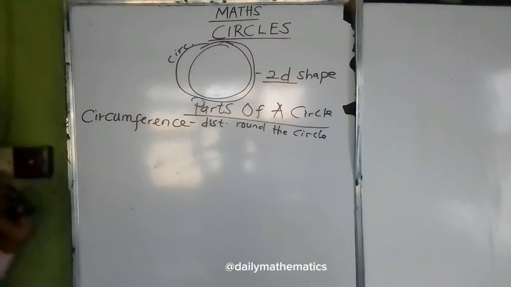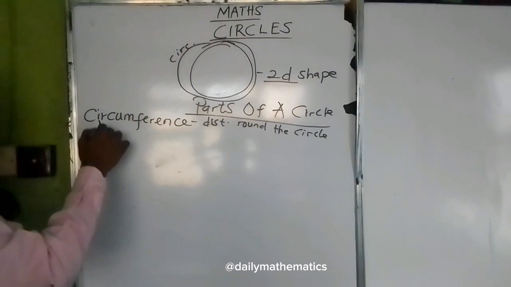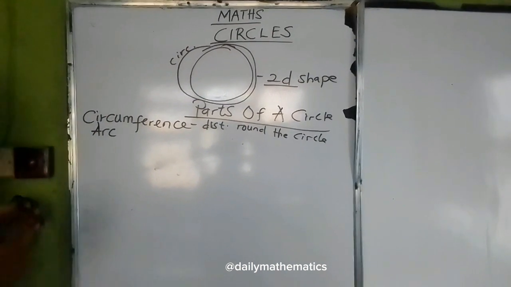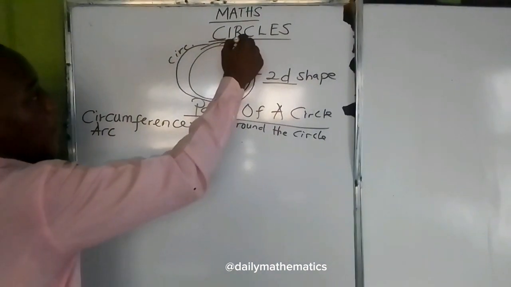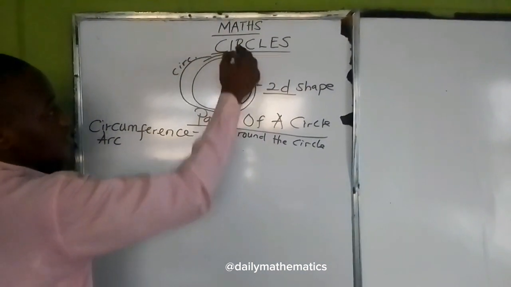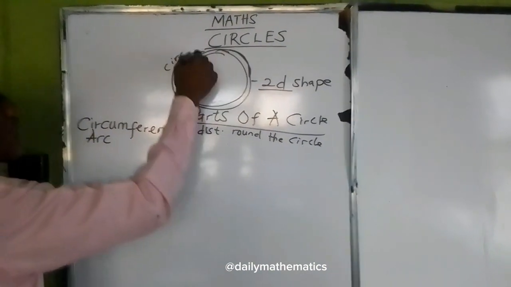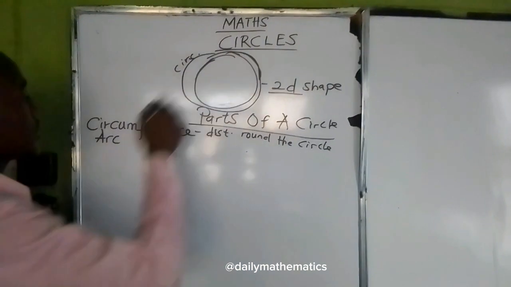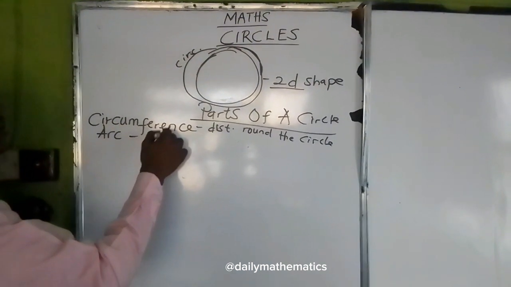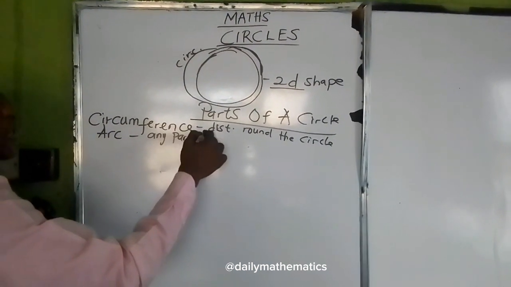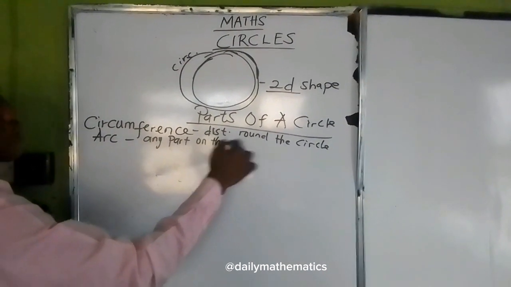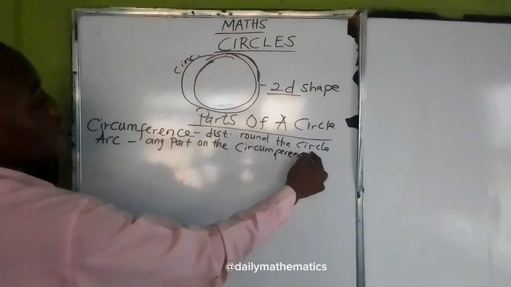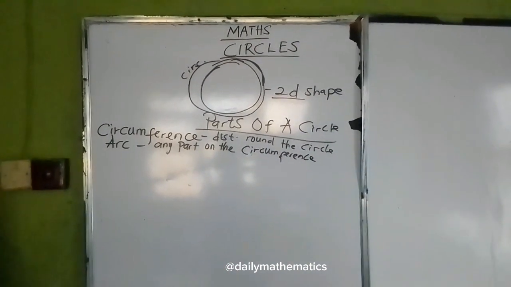The next part of a circle we're going to be looking at is the arc. What is the arc? The arc is any part of the circumference. This is the circumference of the circle, and any part of it is called an arc. So an arc is any part on the circumference.